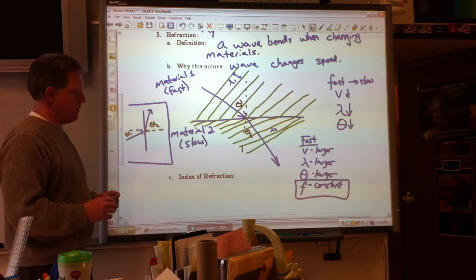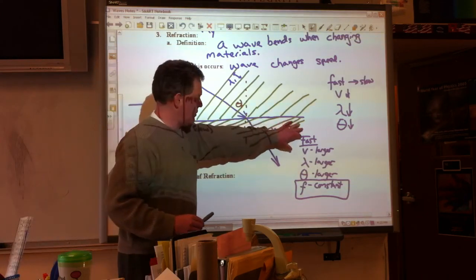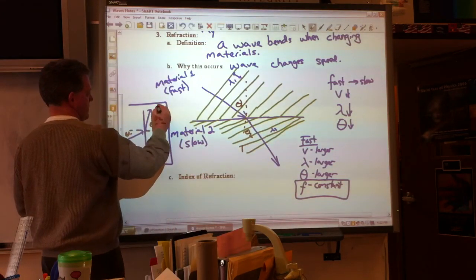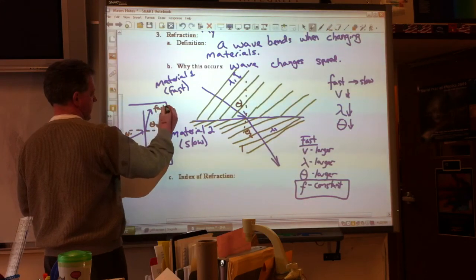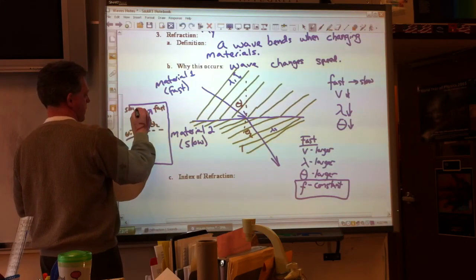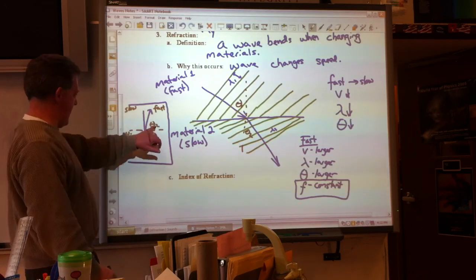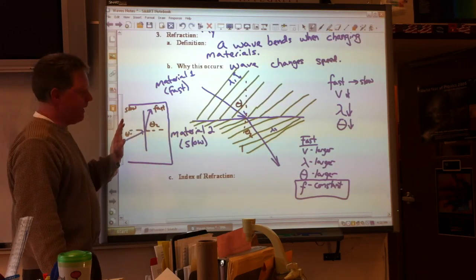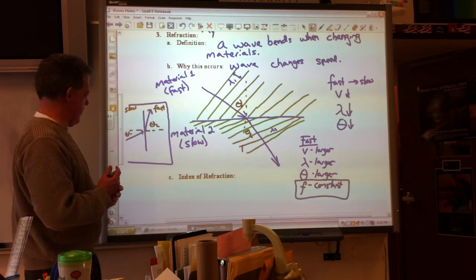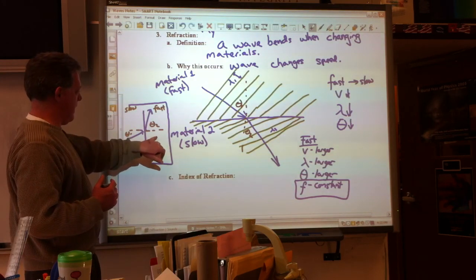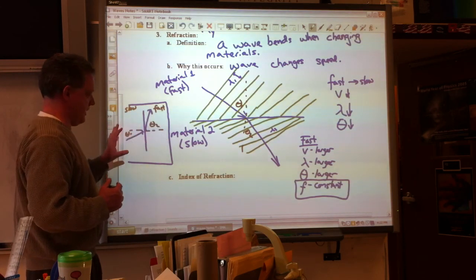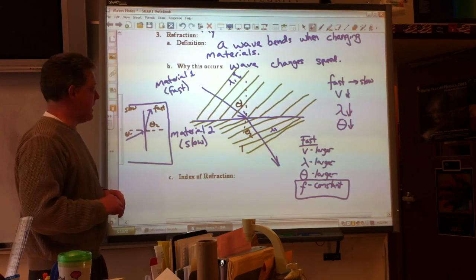All right? Now, where is it faster? Well, it's faster where the angle is larger. So now I know that this over here is the fast material, and this over here is the slow material, because the angle is bigger on this side than it is on that side. Okay, the other thing is the wavelength. The wavelength is going to be bigger on the fast side, the wavelength is going to be smaller on this side, and the frequency on both sides is going to be the same.